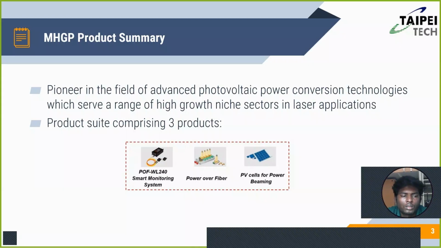MHGP product summary. Let's begin with MHGP, a pioneer in advanced photovoltaic power conversion. Their products are mainly used in laser systems, and their suite includes three flagship solutions. This sets the foundation for integrating power and sensing via optical fiber.